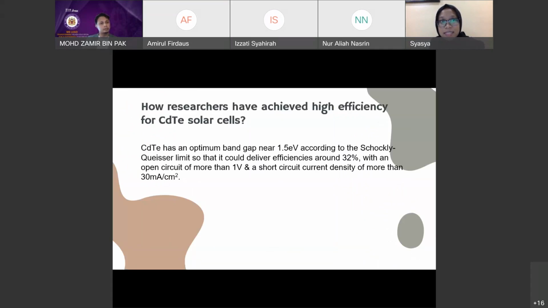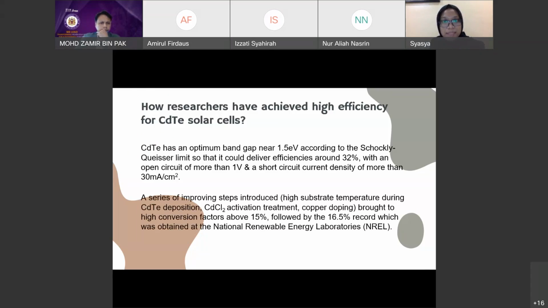How have researchers achieved high efficiency for cadmium telluride solar cells? Cadmium telluride has an optimum band gap near 1.5 electron volt according to the Shockley-Queisser limit, so it could deliver efficiencies around 32% with an open circuit voltage of more than 1 volt and a short circuit current density of more than 30 milliampere per centimeter squared. It matches the solar spectrum very well.